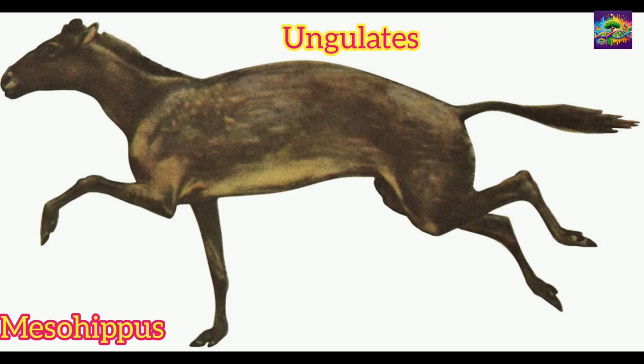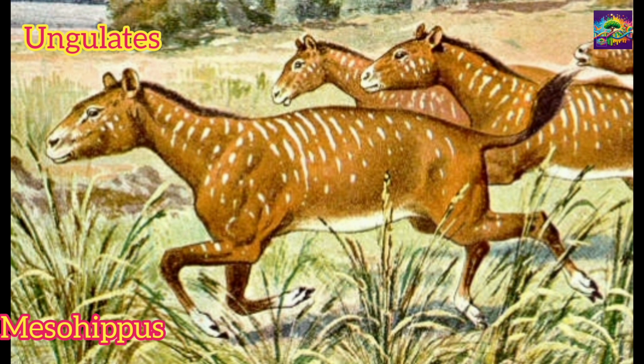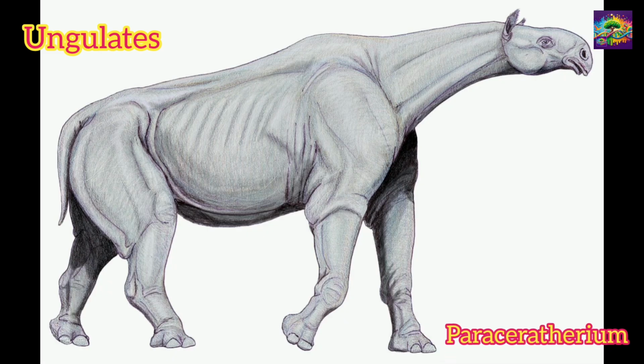Mesohippus, an early ancestor of modern horses, lived during the Oligocene and is primarily known from fossils found in North America. Its teeth were adapted for chewing grass and leaves, making it well-suited to open plains. Mesohippus had 3 toes, which provided stability and speed on flat terrains, marking an essential step in the evolution of horses. Paraceratherium, known as the giant rhino, was the largest mammal of the Oligocene epoch.